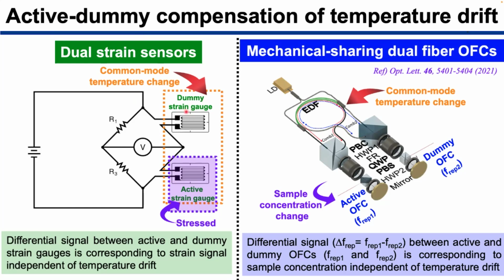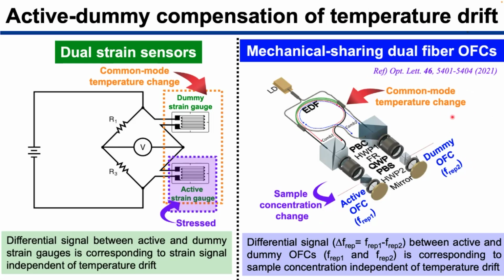We apply this approach for biosensing OFC by introducing a mechanically sharing dual fiber OFC configuration like here. Similar to the dual strain sensor, we prepare a pair of fiber OFCs with a similar specification for active and dummy sensing OFC. The active OFC measures the sample concentration change and the temperature change, whereas the dummy OFC measures only the temperature change.